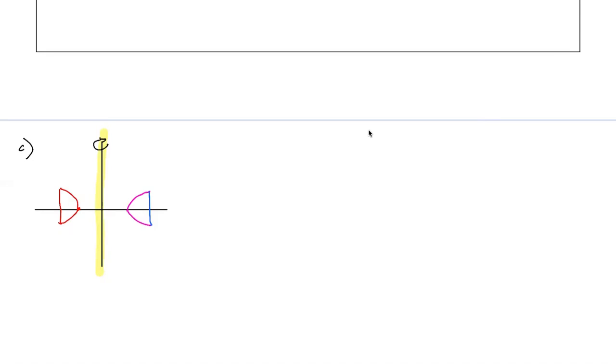But when I am determining washer versus shell, in this case, I'm gonna show you washer method. And washer method means that whatever my axis of revolution is, I have to draw slices that are perpendicular to that axis of revolution. Like that orange line is perpendicular to my yellow axis of revolution, okay?